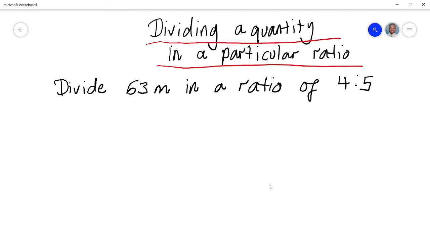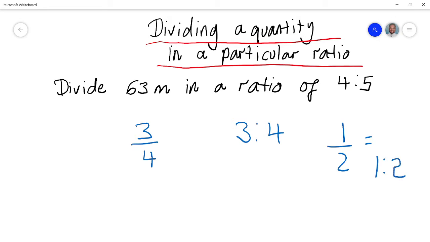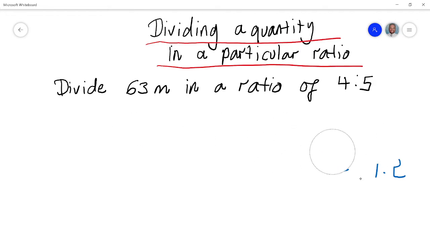All right. So before I go into this question, let's look at the relationship between ratios and fractions. Suppose I've got a fraction 3/4. That can be expressed as a ratio 3:4. If I look at another fraction 1/2, that can be expressed as 1:2. In this question, the first thing we need to do is find out the total amount that we can put in our denominator. So we need to divide 63 meters in the ratio 4:5.